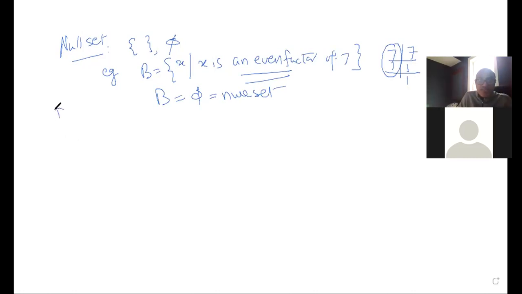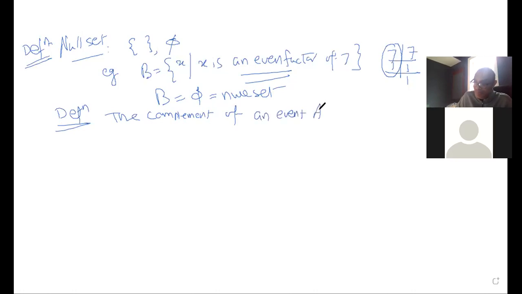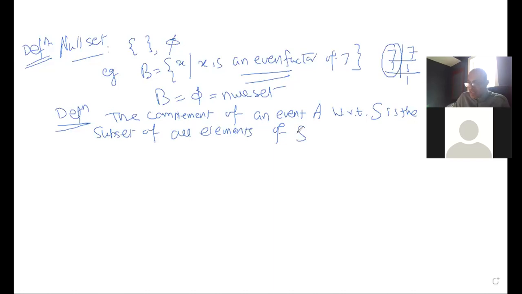Then I would like to give you another definition, the complement of a set, or complement of an event with respect to S. Let me write down the complement of an event A with respect to sample space S: it is the subset of all elements of S that are not in A.